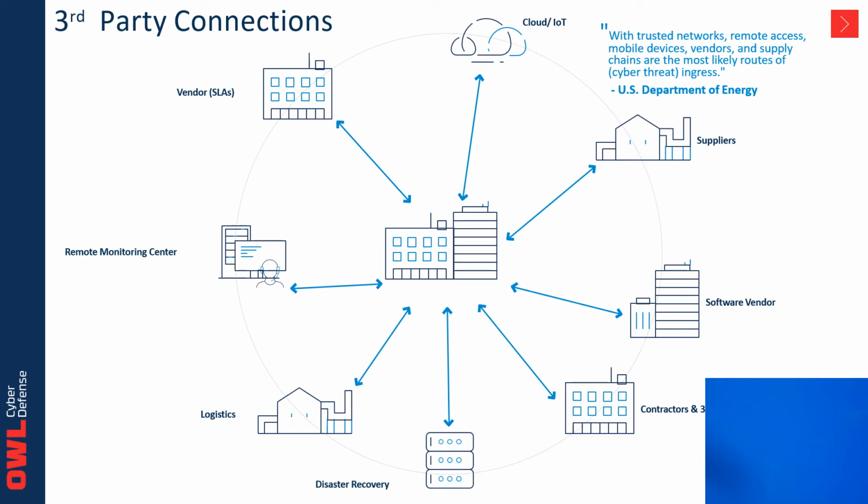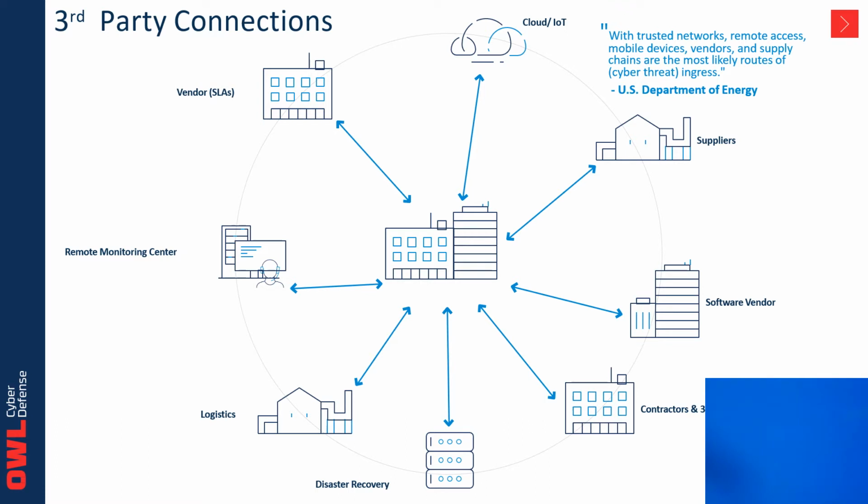So what does that look like, right? So imagine your facility there in the center, and you've got all these different connections, and whether you're connecting out to the cloud or you've got SLAs in place with some of your vendors, or you need to do remote monitoring, whether it's security or just plant operations monitoring, etc. You've got logistics companies and disaster recovery, lots of things we mentioned on the previous slide. And really what you're doing is you're saying, hey, I need to work with these companies. These are important parts of my business, and I need to exchange information with them. So legitimate reasons for doing this.